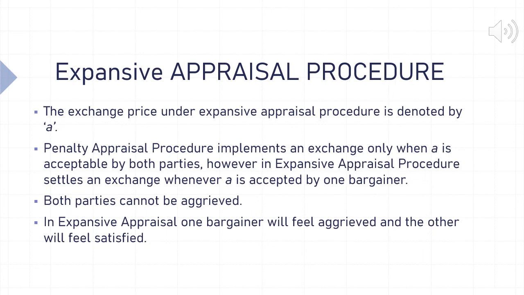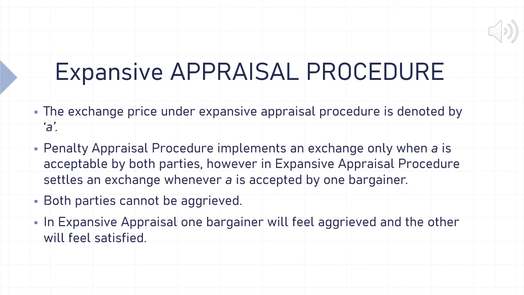As under the penalty appraisal procedure, the exchange price under the expansive appraisal procedure is always denoted by lowercase a. However, A's appraisal is determinative more often than under the penalty appraisal procedure. Hence the nomenclature, though the conditions under which an exchange takes place still depend on the offers by the buyer and seller. By contrast, the expansive appraisal procedure is less stringent. It effects the settlement whenever A is acceptable to at least one bargainer.